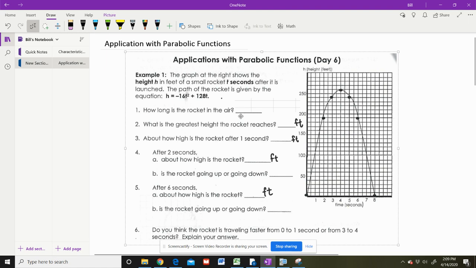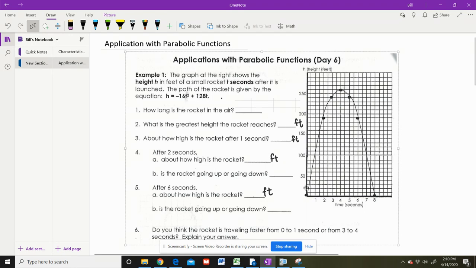All right, for today, what we're going to do is applications with parabolic functions. So basically for our example, we have the graph at the right shows the height, listed as h for our variable, in feet of a small rocket for t seconds after it is launched. The path of the rocket is given by the equation h is equal to negative 16t squared plus 128t.